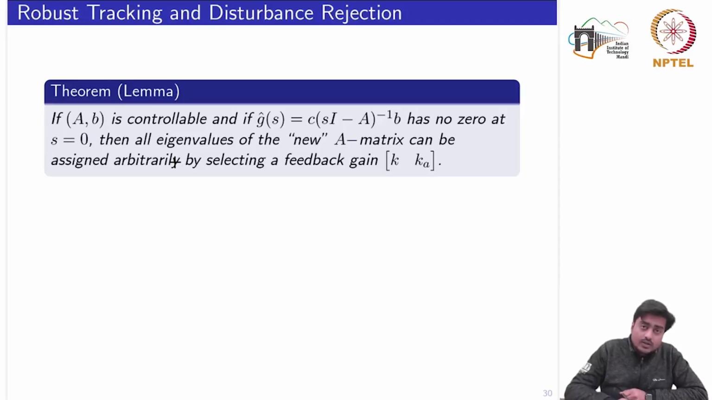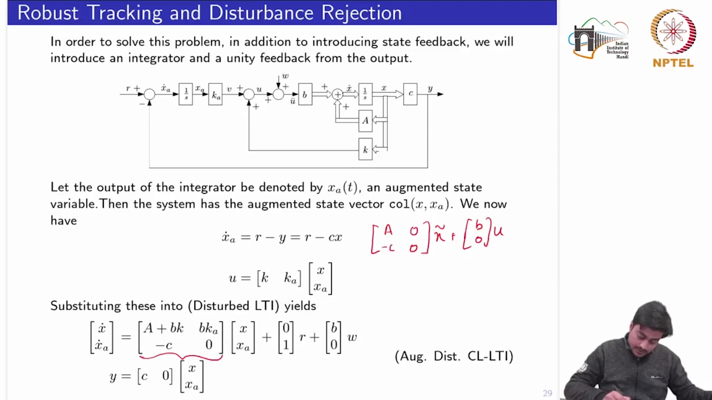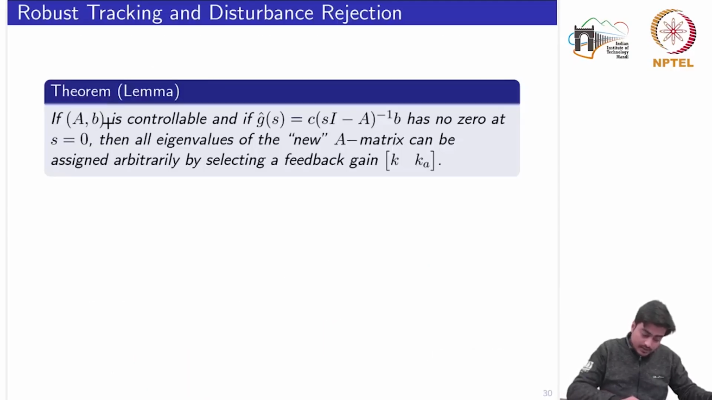So if you recall one of the previous results, or one of the first results, we had said that if the AB pair is controllable, then with the application of the feedback controller, A minus Bk comma B would also be controllable. Now here we are speaking about the arbitrary placement of the eigenvalues of the new A matrix by the selection of K tilde, which is meaning to say that this pair is controllable, which is equivalent to saying that AB is controllable.